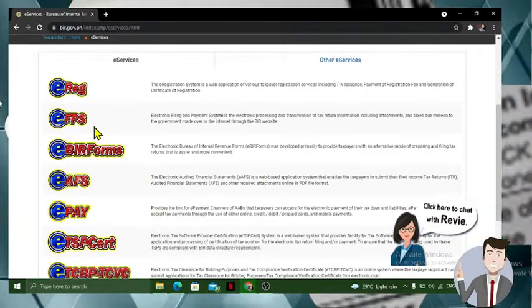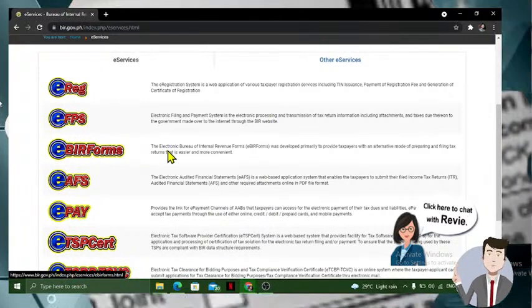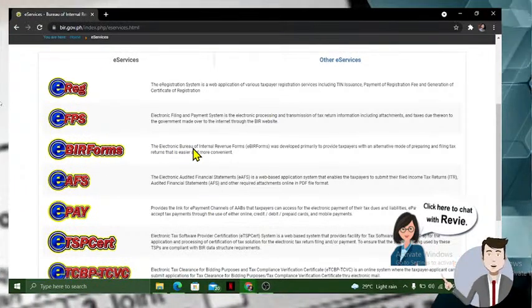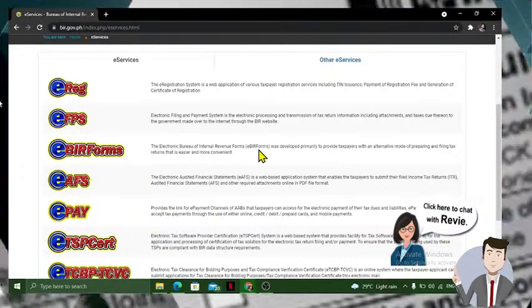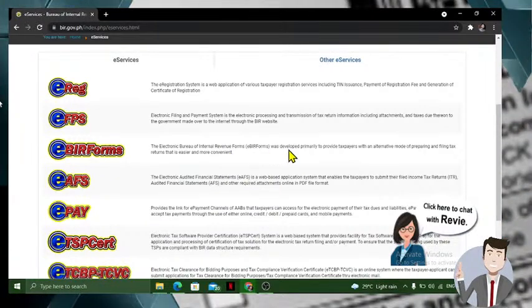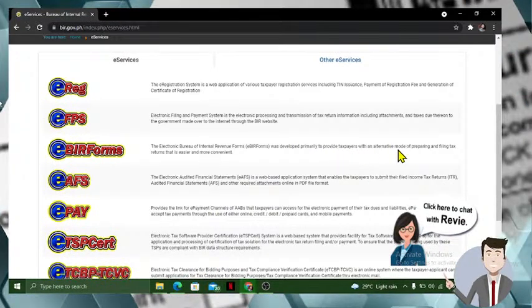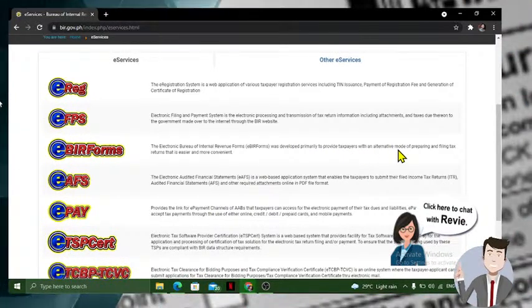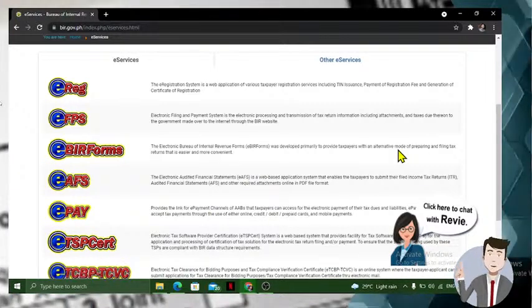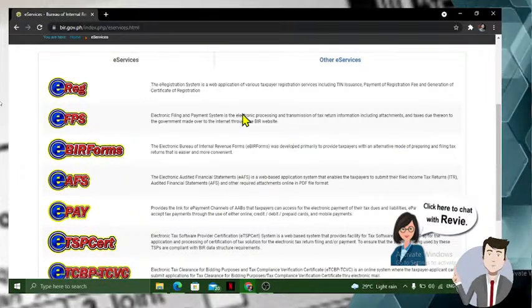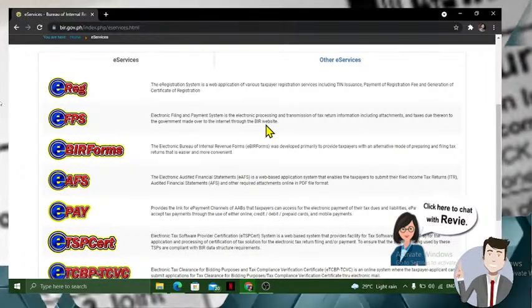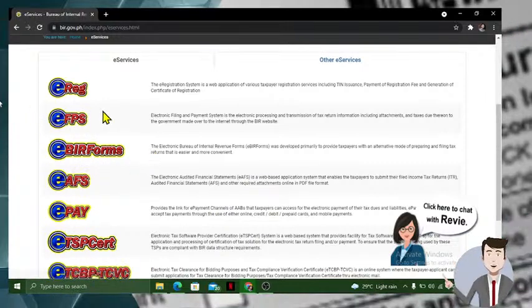And the other one is the eBIRForms, the electronic Bureau of Internal Revenue Forms, which was developed primarily to provide taxpayers with an alternative mode of preparing and filing the income tax return that is easier and more convenient. So guys, on the brink of technology, the BIR also develops payment facilities that use the internet in filing.